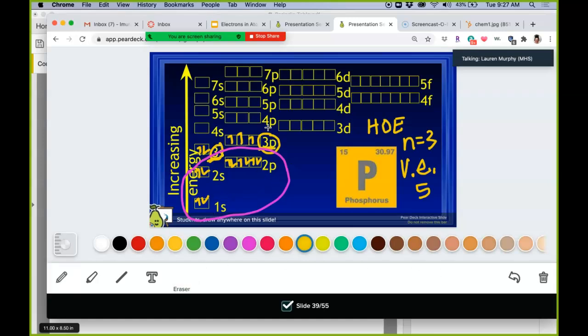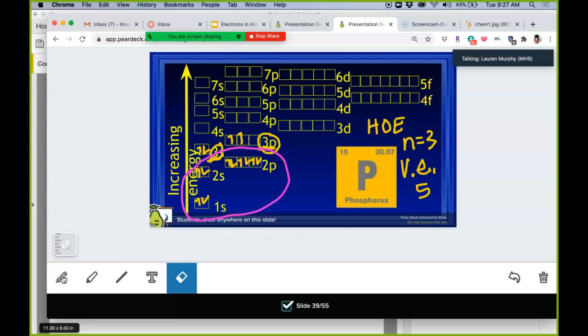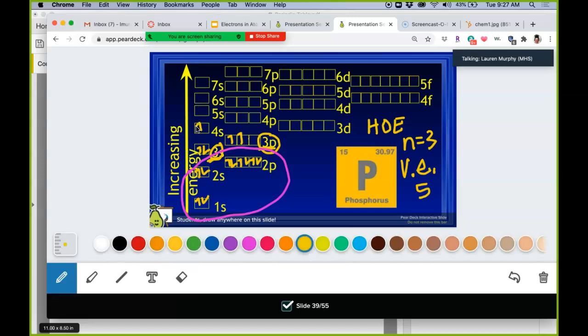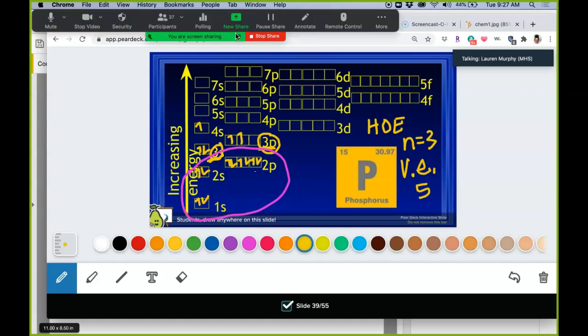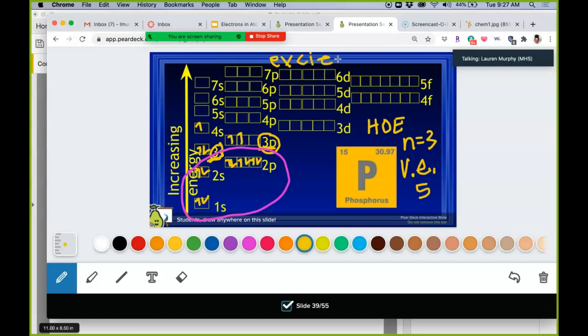Now, if I take this electron that should be here and I throw it up here, what would this be called for phosphorus? This would be called an excited state, okay? Because this electron is not where it's supposed to be. It's in a higher energy level than it's supposed to be.